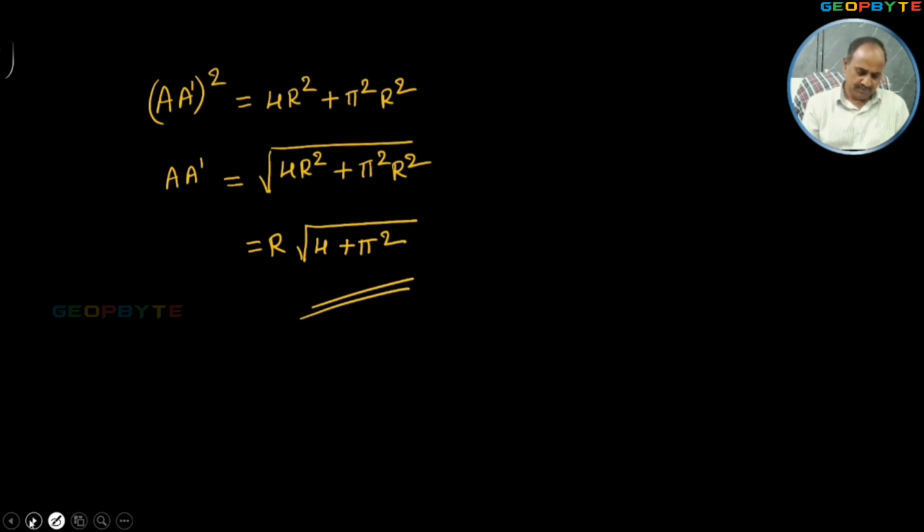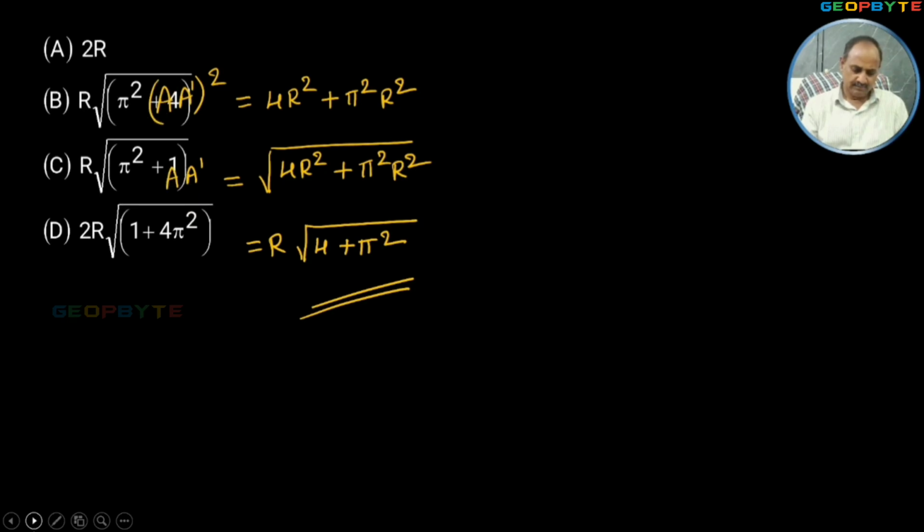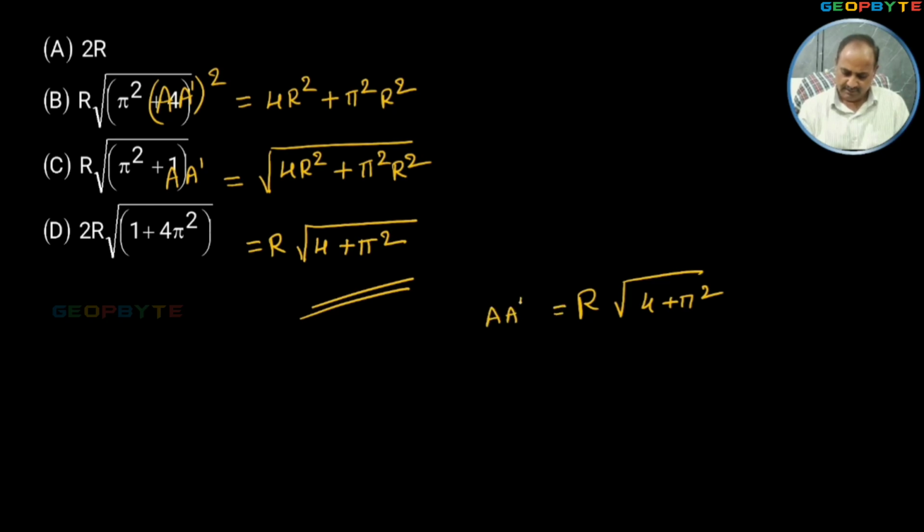Now look at the options. So the answer is r into root over 4 plus pi square. That's the displacement A dash. Look at the options. Option B is absolutely correct. Understood clearly? Yes, correct. Absolutely correct. Now let us take another question.